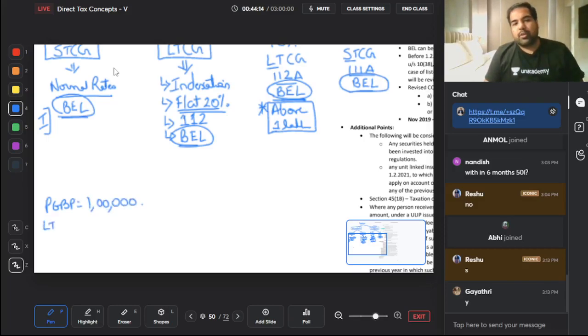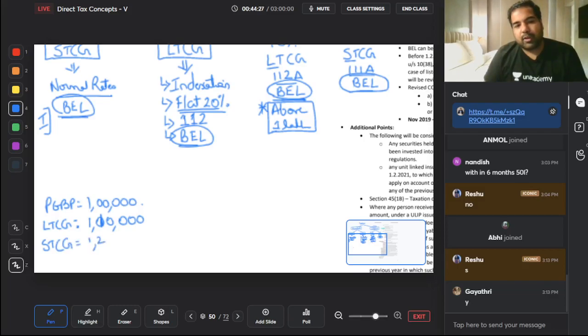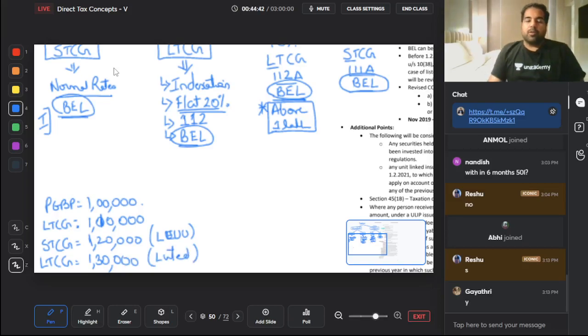Next, you have long term capital gain on normal assets of also 1 lakh rupees, 1,10,000 let's say. You have short term capital gain of listed UU 1,20,000. This is listed UU. And this is long term capital gain, again 1,30,000. I've increased the numbers by 10,000, and this is also listed UU. I've given you 4 incomes guys.